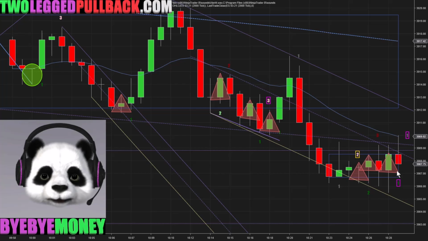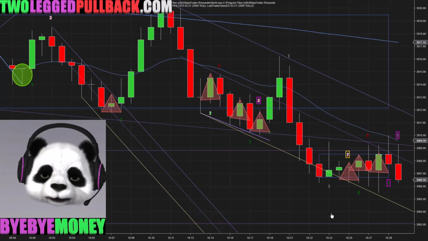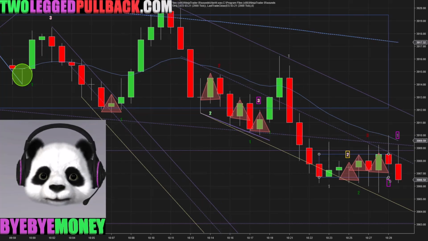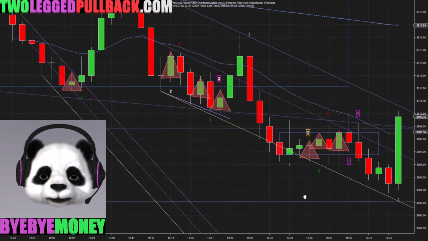And now we do have a two-legged pullback, and not enough room to the bottom of this trading channel, and this is a trap though, if it were to reverse here. Good thing we didn't go long there, because the 20 EMA blocked it. And it ends up reversing with somewhat of a conviction here. Bar ending near its low. So we'll keep going until we hit the next second entry.